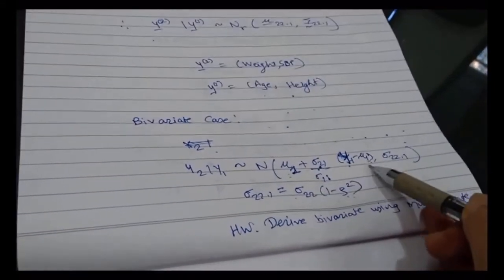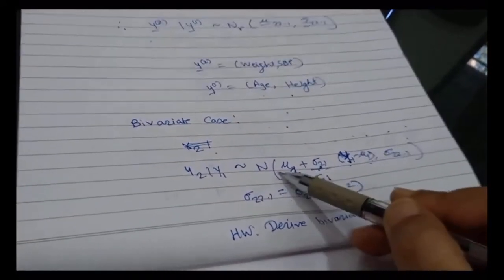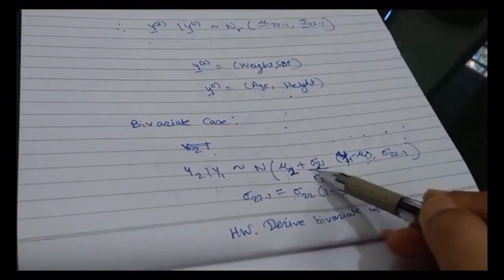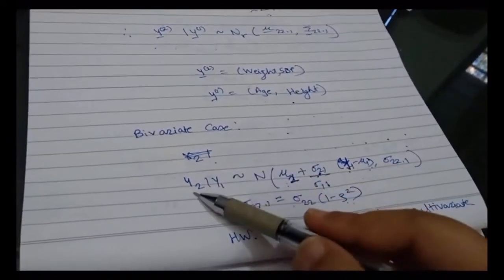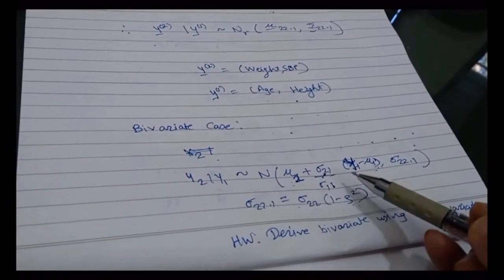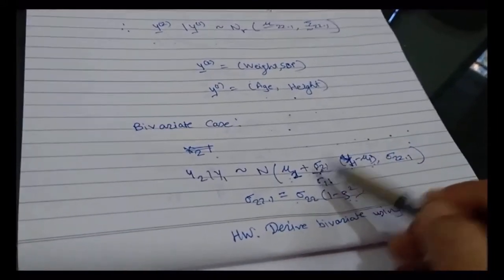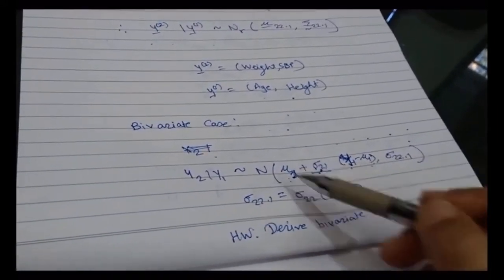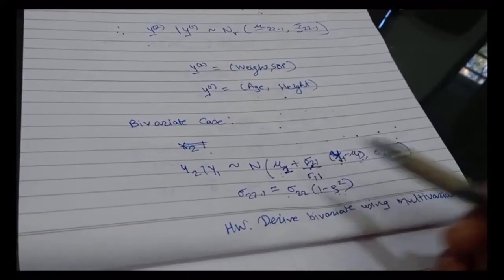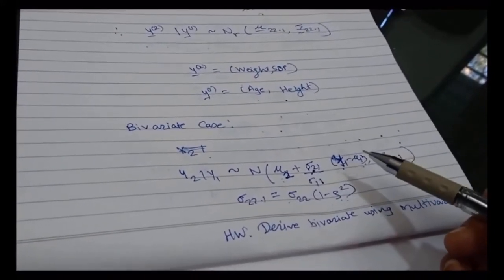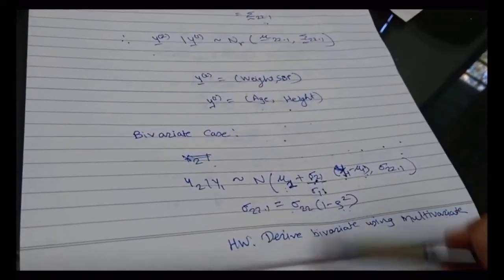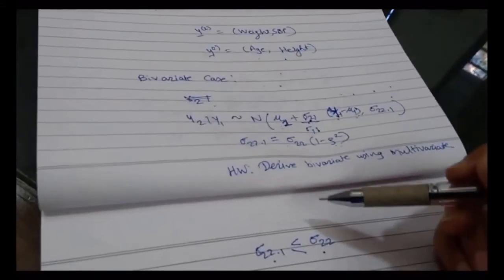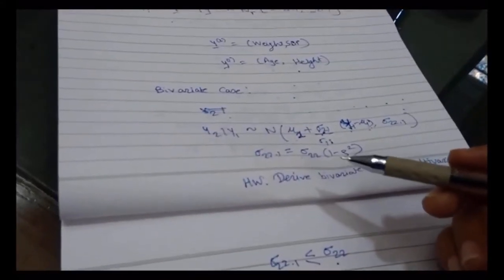If instead this had been negative, then I would have mu2 minus something. So if they are positively correlated but one of them has a below average value, then the other component would also have a below average value. For negative correlation, the result would be exactly opposite. And this is intuitively correct, because that is your definition of correlation: the above average pairs tend to stay together and the below average pairs tend to stay together. So these are some of the interesting insights about the conditional distribution in the bivariate case.